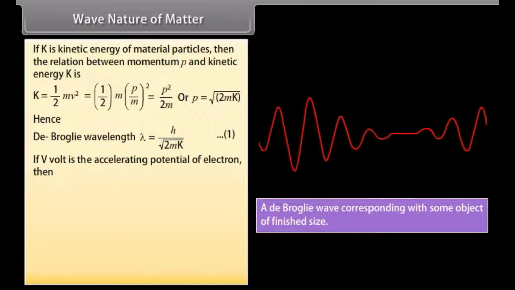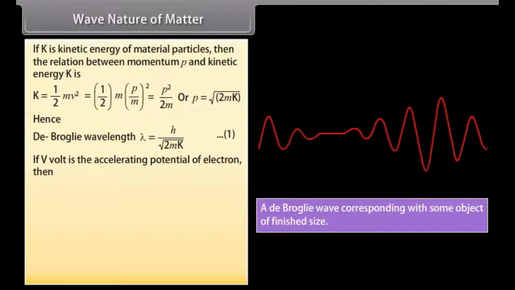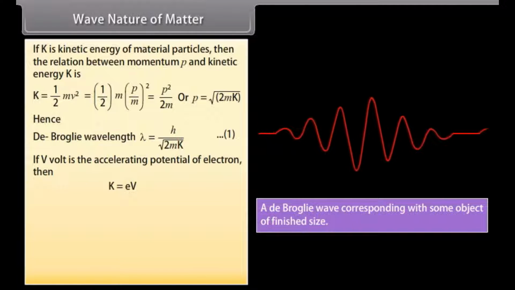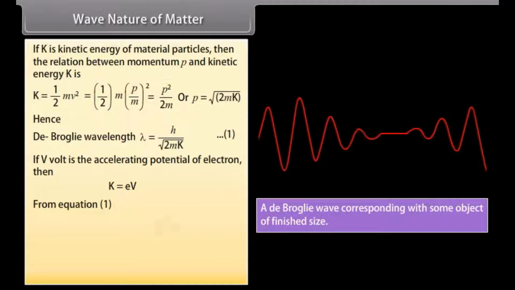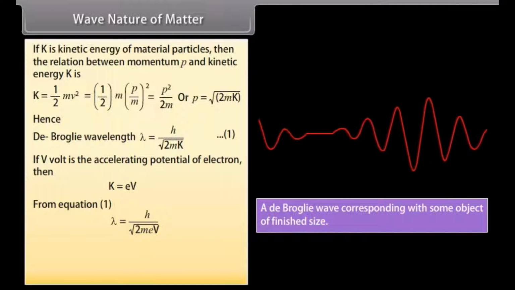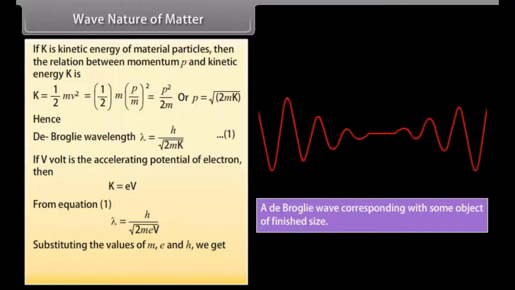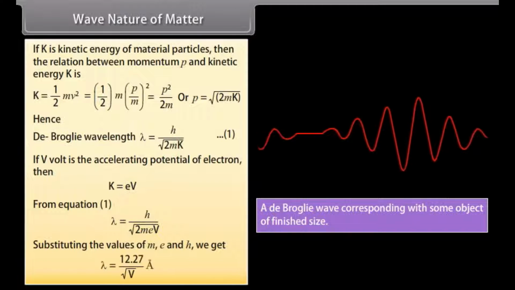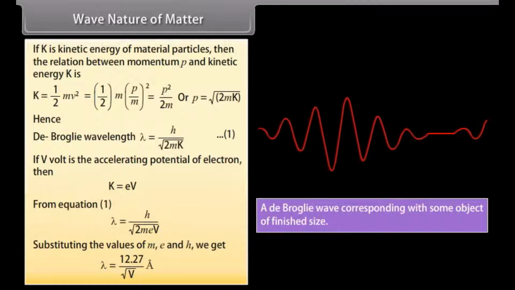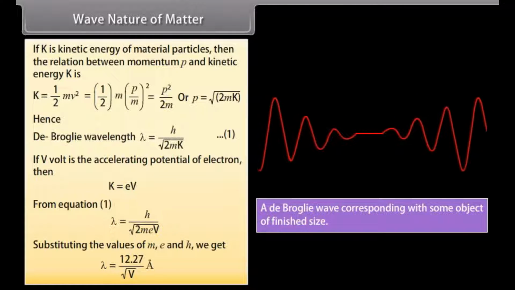If V volt is the accelerating potential of the electron, then K equals eV from equation 1. Lambda equals h by square root of 2meV. Substituting the values of m, e and h, we get lambda as 12.27 by square root of V angstrom.